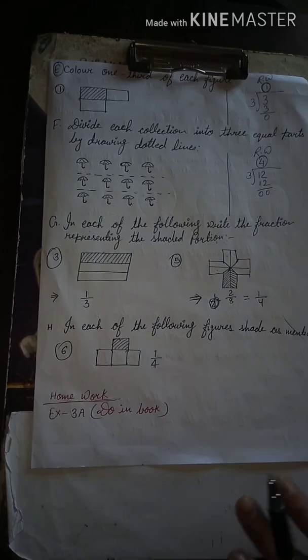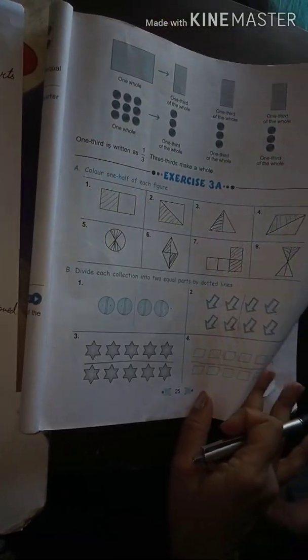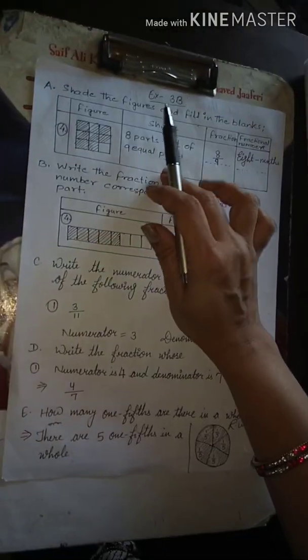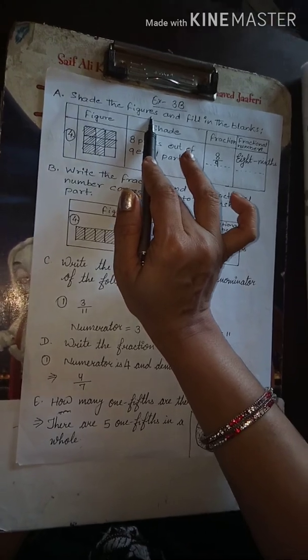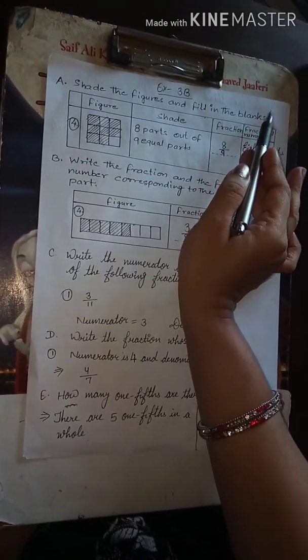Now exercise 3A. All questions you have to do in the book. All questions you have to do in the book with pencil. Now next, exercise 3B. Question number A. Shade the figures and fill in the blanks.